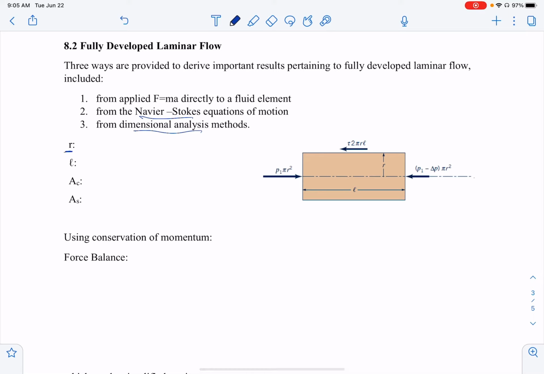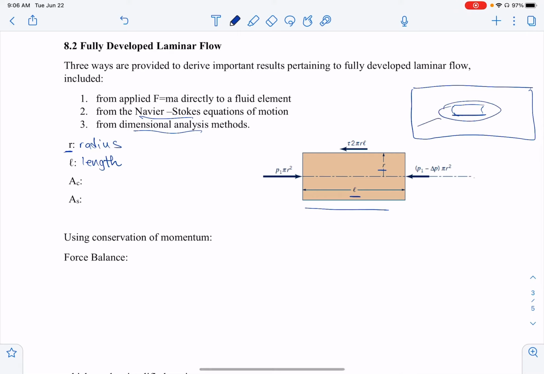So we have R, which is the radius, and L, which is right here, the length of the pipe. So if we have a pipe, right, we choose one small element here like a cylindrical element, and this is how it looks like. So let me delete that one.